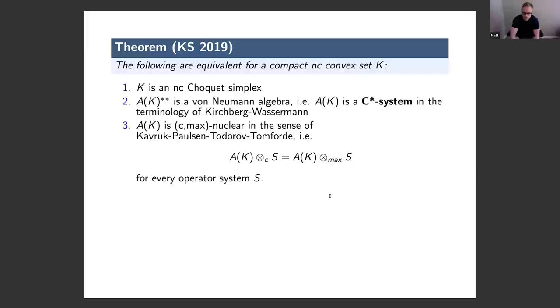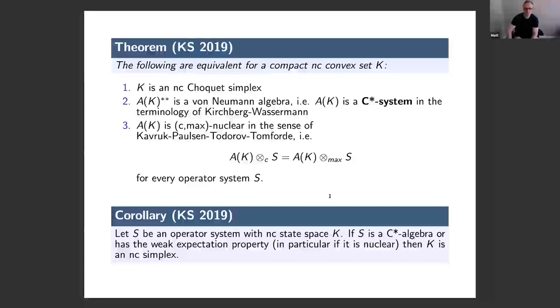There's a notion of commuting tensor product in the category of operator systems. And it turns out that this tensor product being equal to the maximal tensor product is equivalent to the underlying non-commutative state space being an NC simplex. This immediately gives us some examples that don't come from classical simplices.